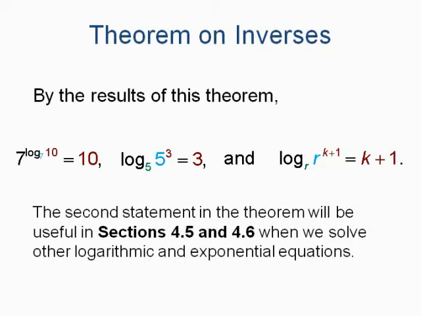7 raised to the log base 7 of 10 will give you 10. See, so look for these base numbers to be the same, and it'll pop right out of there. Again, if you have log base 5 with the same base 5 raised to the third, it pops that 3 right out of there. And it works for just about anything as long as we're talking about correct things we can put in there. So the k plus 1 comes out of there.